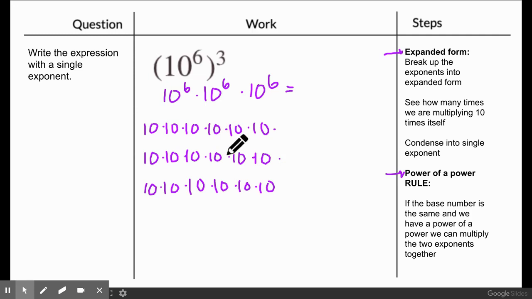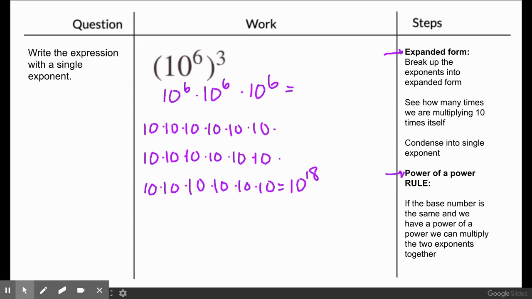So now I have my exponents in expanded form, and I see that I'm multiplying 10 by itself, and I count all these up, and I get 18, so I get 10 to the power of 18. Now, it's not necessarily super nice to have to write out that many tens.